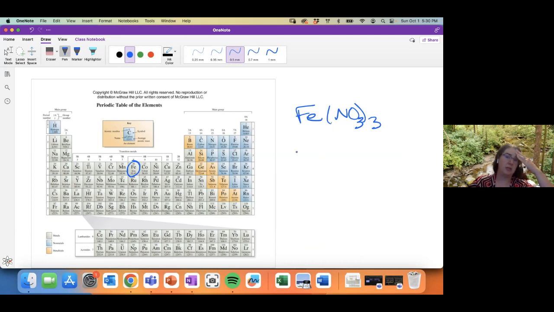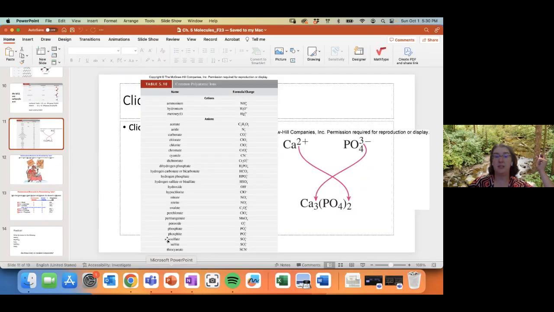Now, technically what I need to know is my iron has some charge, but I don't know what that is. I'm supposed to know what the nitrate is. So this is NO3 with a negative sign. This is nitrate. I'm supposed to know that. That's in the polyatomic ions list. That is a thing that I have committed to memory because it's hanging out in the polyatomic ions list.